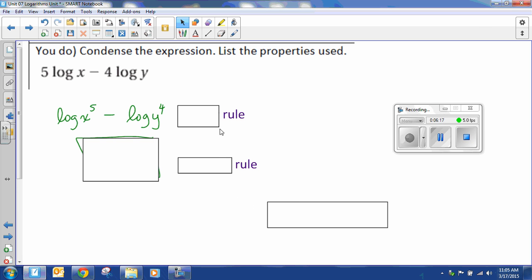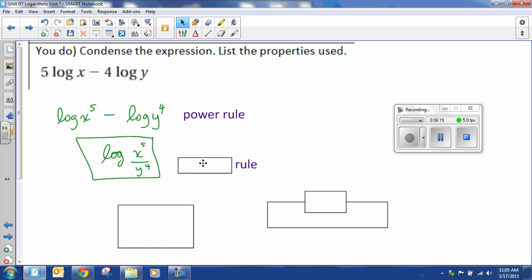And here's one more for extra practice. Apply the power rule and the quotient rule.